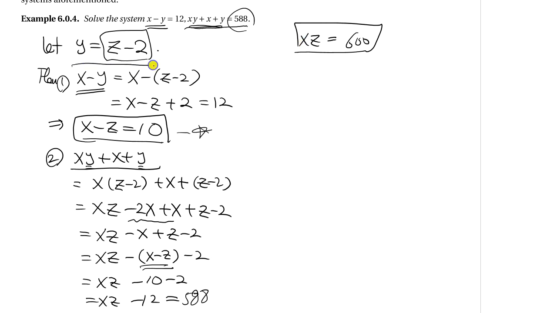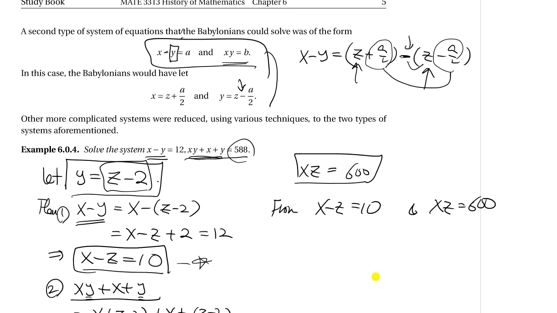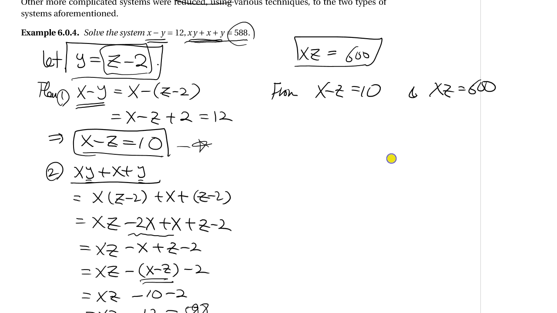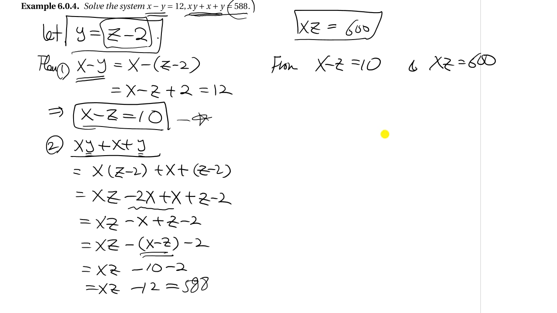But we know the relation between y and z, so we can get the y value later if we get the value for z. So let's change our goal. Now our setting is x minus z equals 10 and xz equals 600. Now this setting is the case that we just covered, right? Because x minus z.